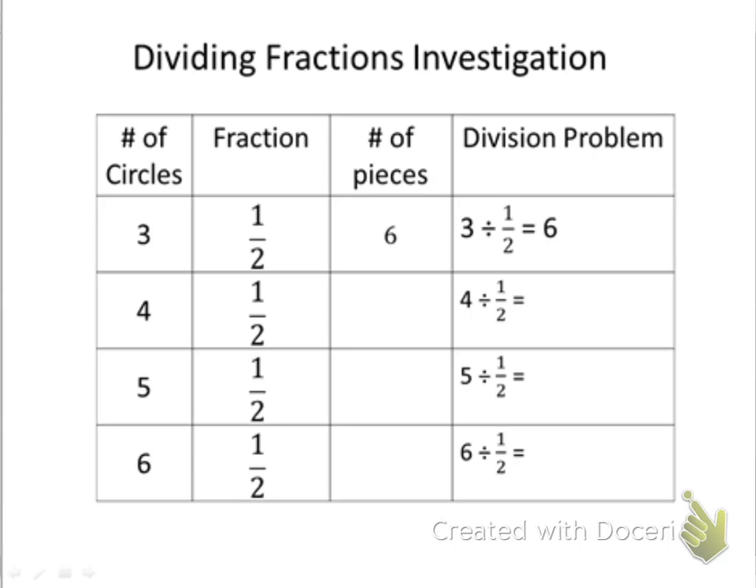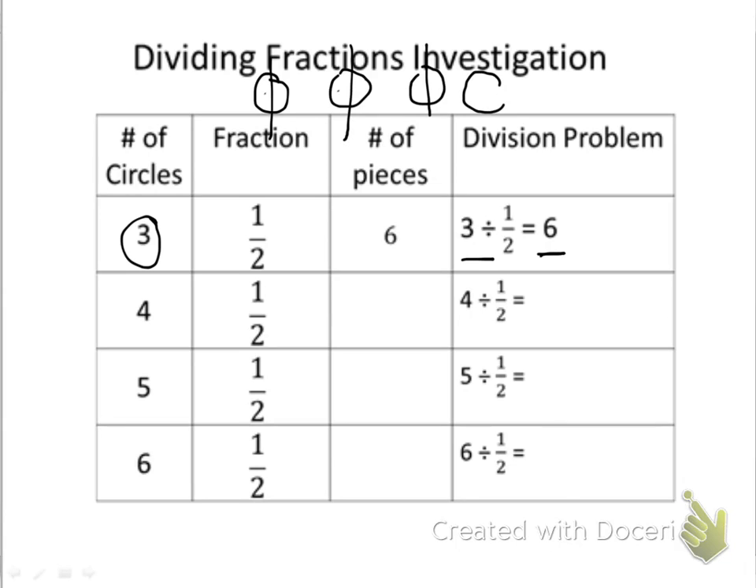So yesterday you took 3 circles and you divided them in half each. So we had 3 circles and then we cut them in half, one each of them. And we ended up with 1, 2, 3, 4, 5, 6 pieces. So that means that 3 divided by half actually gives us 6.